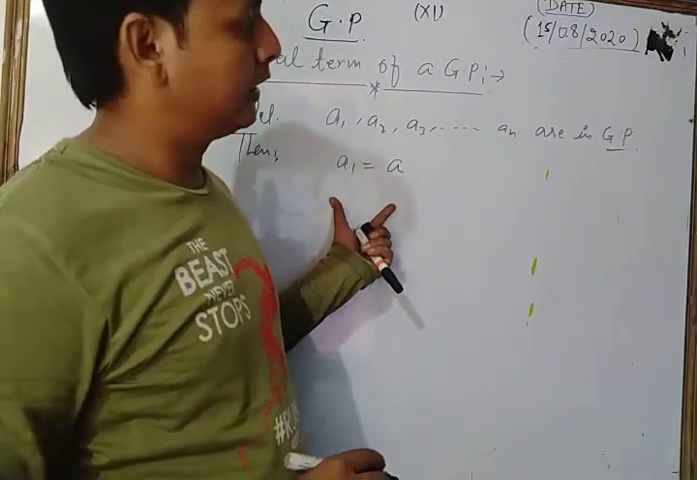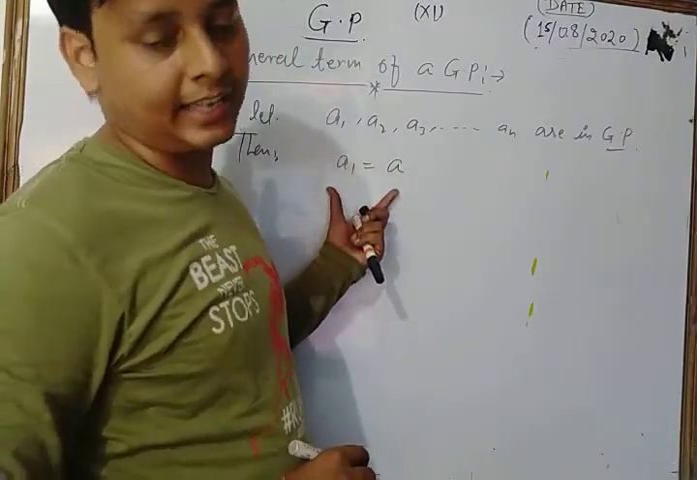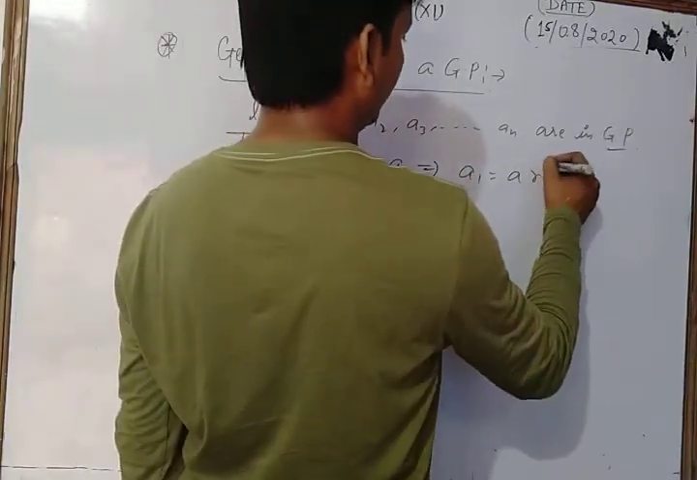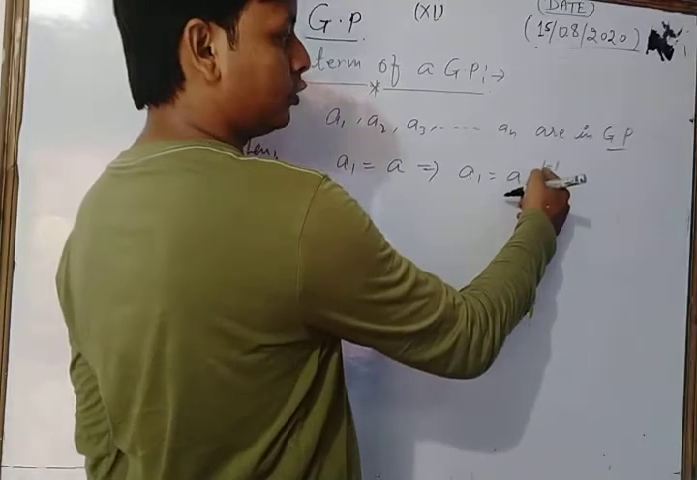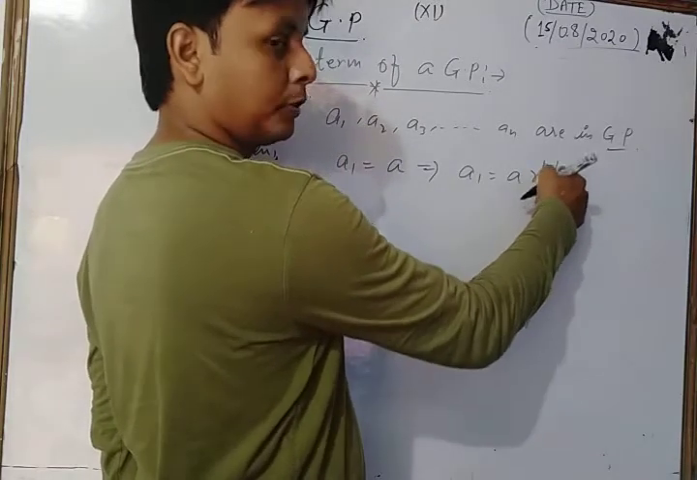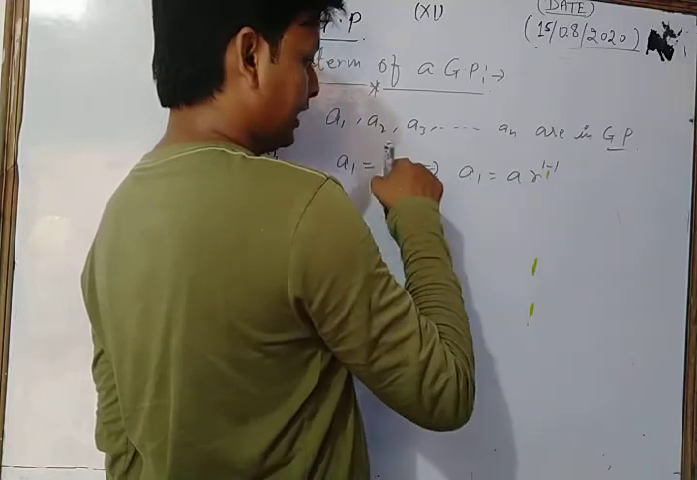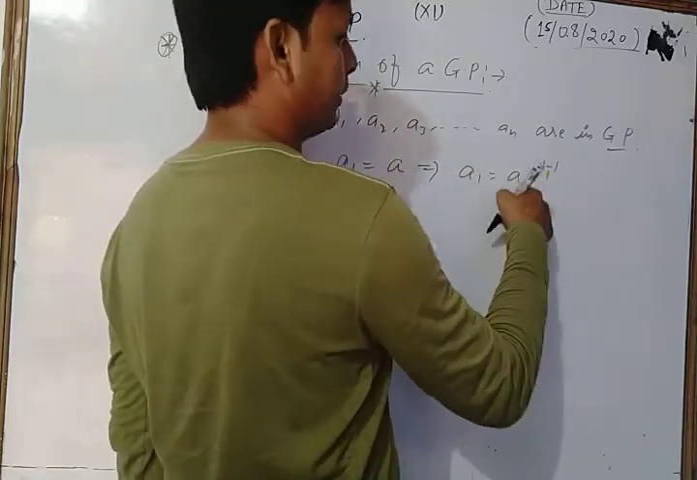Okay, the first term of GP is suppose A, and so we also write A1 is equal to A r to the power 1 minus 1. If we write r to the power 1 minus 1, then we get r to the power 0, and A into r to the power 0 is A into 1, that is A. Okay, this is the first term of this GP.